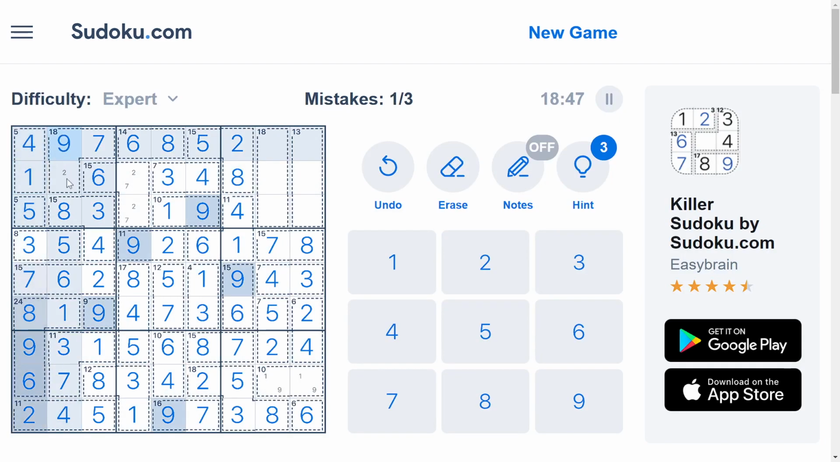1, 4, 9, 2, 7, 2, and 5, 8, 3, 2, 1, 9, 4, 6, 7. So this has to be a 6, this has to be a 7. What's left? 8, 3, 2, 4, 6, 7, 1, 5, 9. This has to equal up to 6, so this has to be 1, 5, 9, 5, 1.